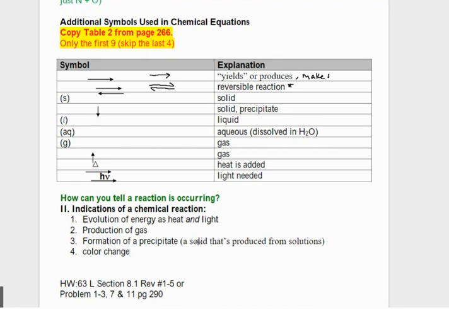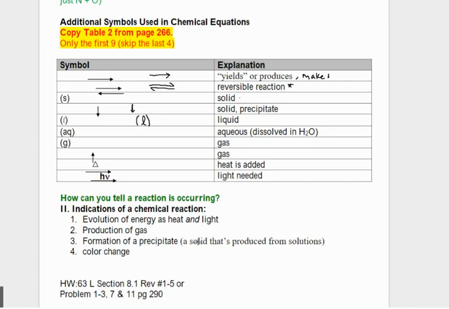The S in parentheses stands for solid. We can also write this downward facing arrow because, like we talked about, a precipitate is going to settle down to the bottom of the beaker, whatever you're putting it in. So a precipitate can be a downward facing arrow in the equation. Liquid, that one's a little hard to see. It's a cursive L. It looks like this. Okay, and we use a cursive L because just a regular L in Arial or Times looks like a 1.